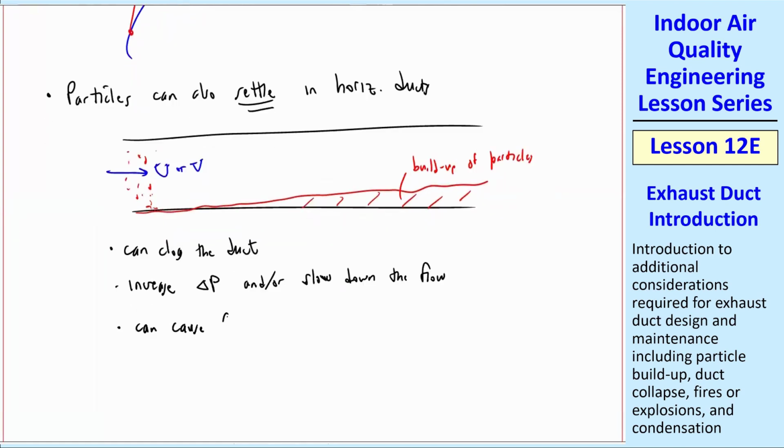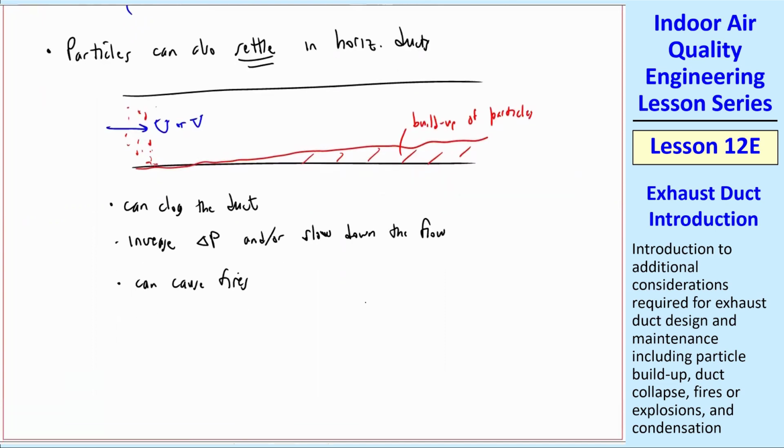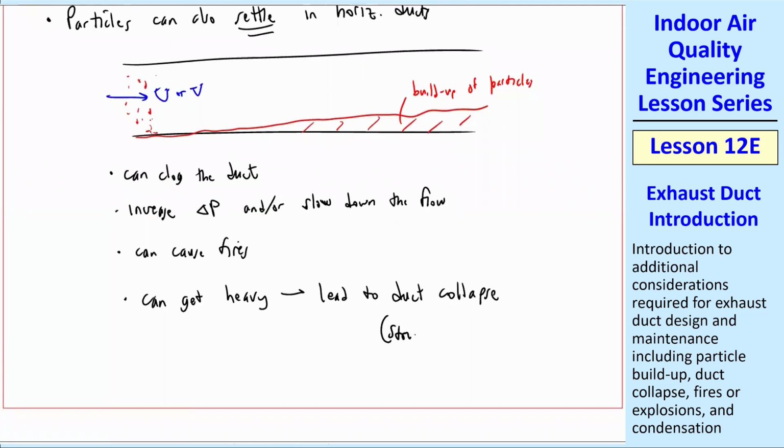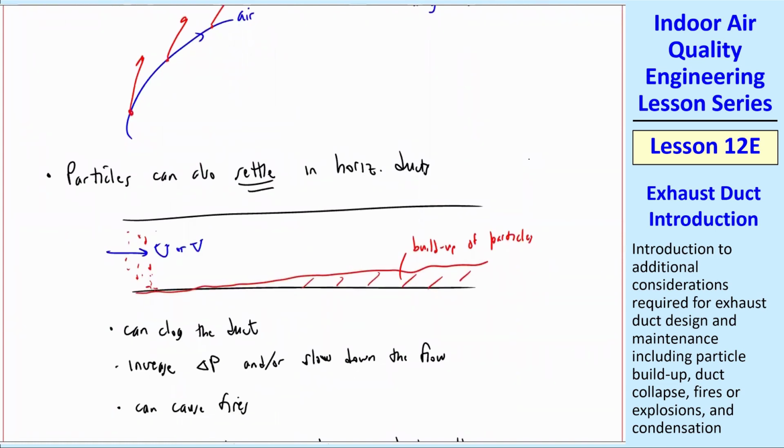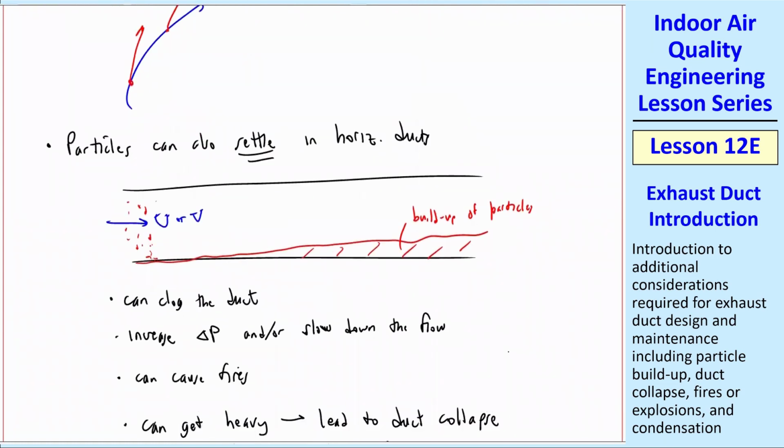It can cause fires if you have certain kinds of particles in there that you don't want. And all this dust buildup can get heavy and can lead to the duct collapse. This is a structural thing that we never really thought about with pipe flows. If you have water in a pipe, you don't think about the pipe getting heavier with time, but these things keep getting heavier. This dust buildup has some weight to it.